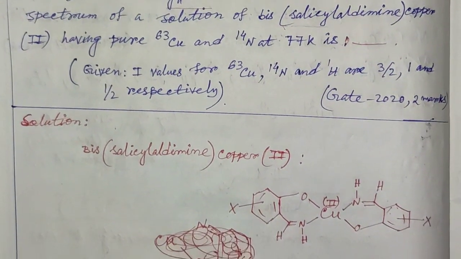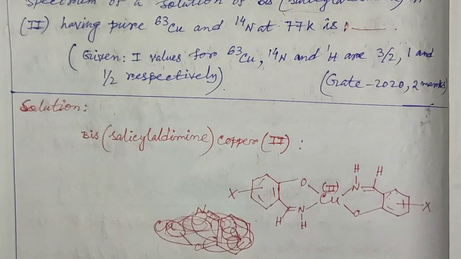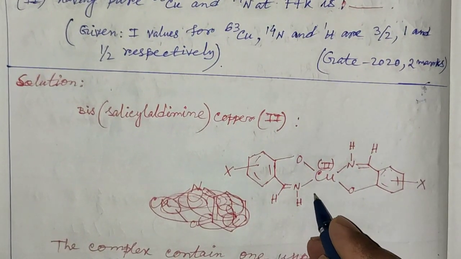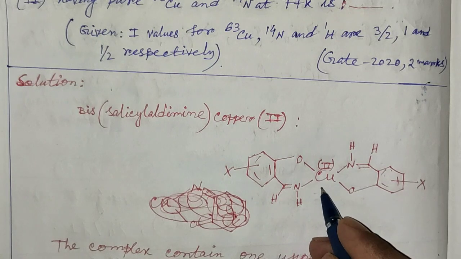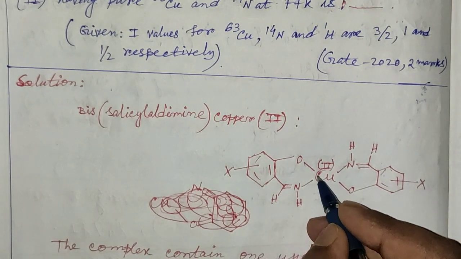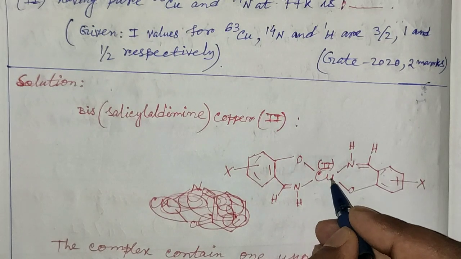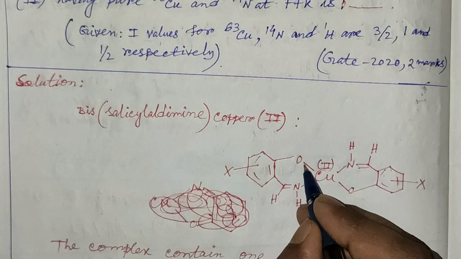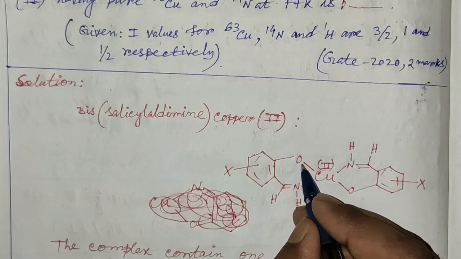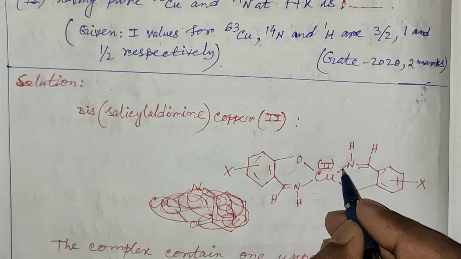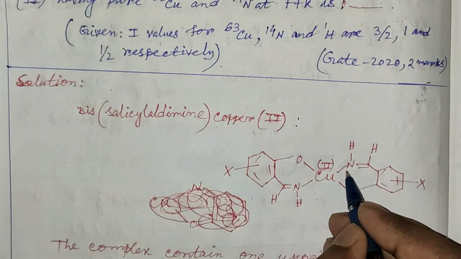Now we have to know the structure of the bis(salicylaldimine) copper(II) complex. This is the structure of the bis(salicylaldimine) copper(II) complex. Here the central copper ion is attached to 2 oxygens, which are magnetically or EPR inactive, and it is also attached to 2 nitrogen atoms, which are EPR active.